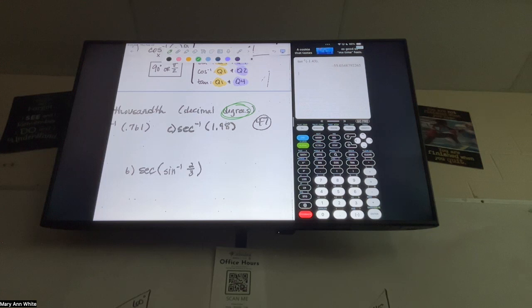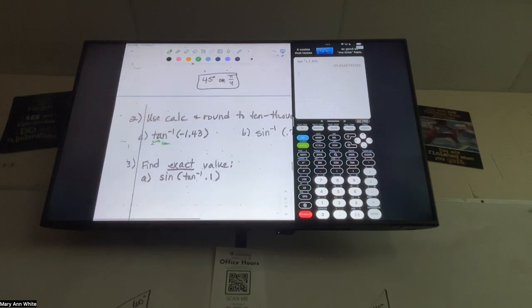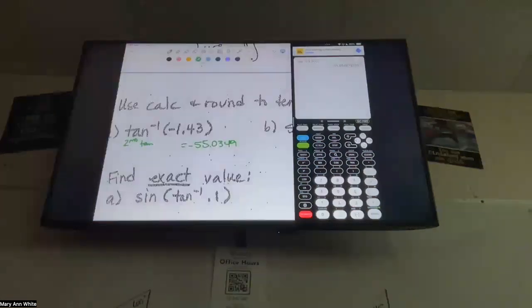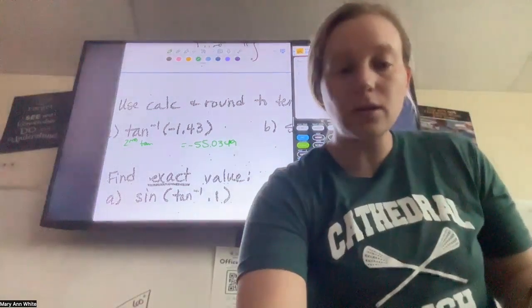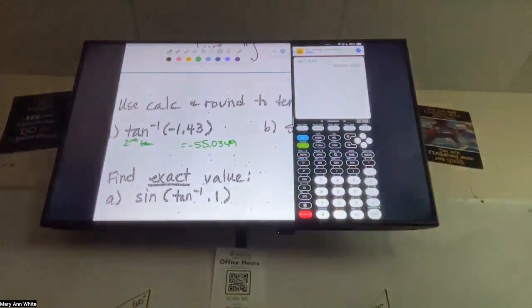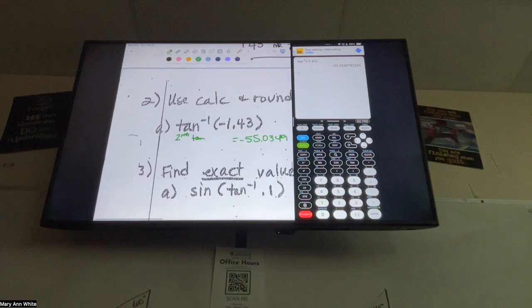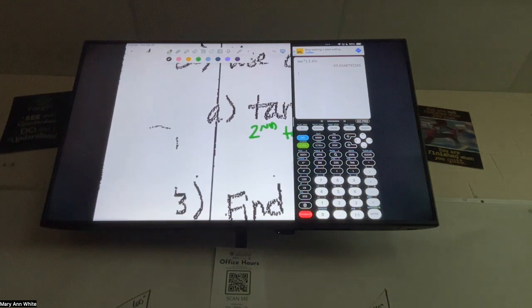Okay. They gave me negative 55.03. It would be in the 4th quadrant because it's negative, right? We normally go up and around. Here, I'll draw a little picture off to the side. When we do a positive angle, we go up and around to go to that angle. In this case, we're going down 55 degrees. So our angle is right about here at negative 55.0349.